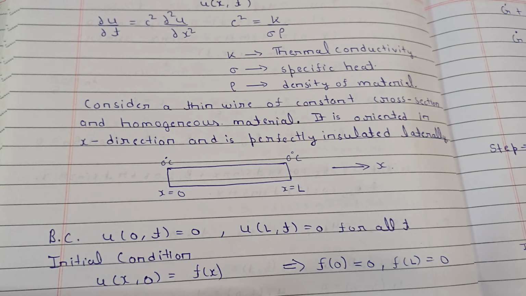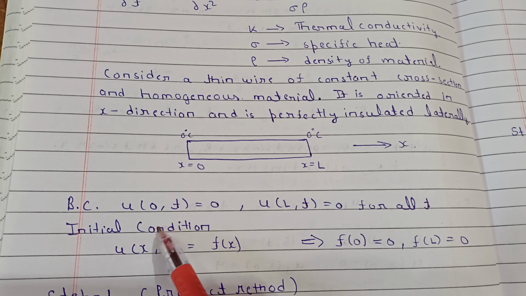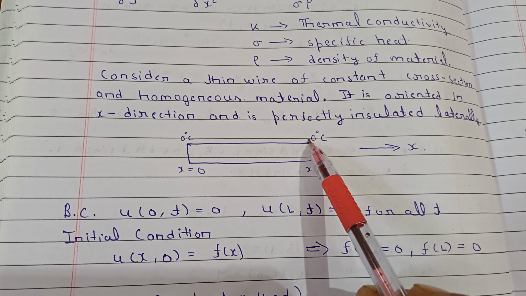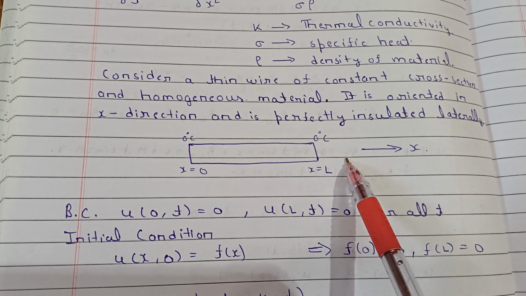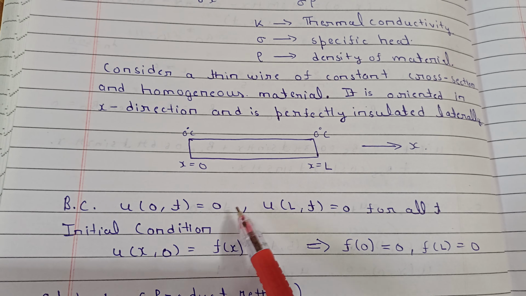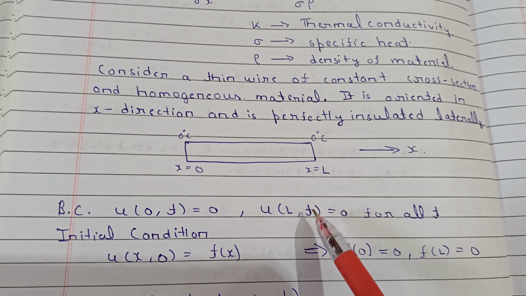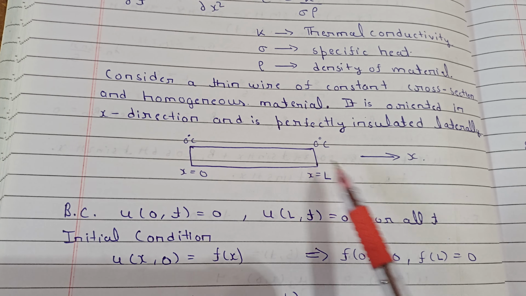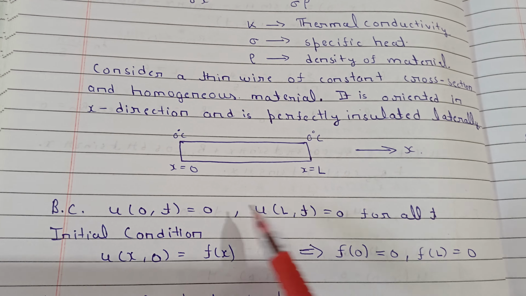Okay, so there are some boundary conditions. At x = 0, at all times this temperature will remain 0 and this temperature will remain 0. So we will put these ends at 0 degrees Celsius at all times. So at x = 0, at any time t, u will be 0, and at x = L, at any time this will be 0. So u represents the temperature, so this will be 0 at all times. Now these are the boundary conditions.